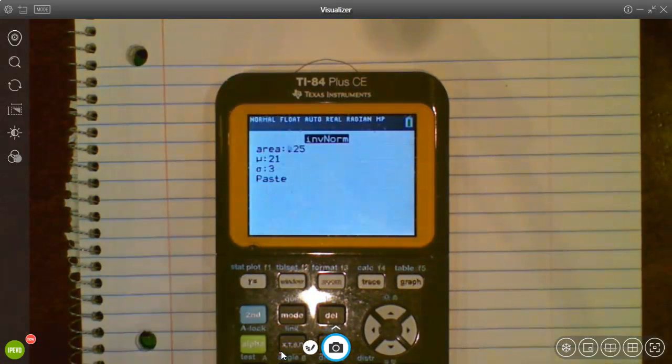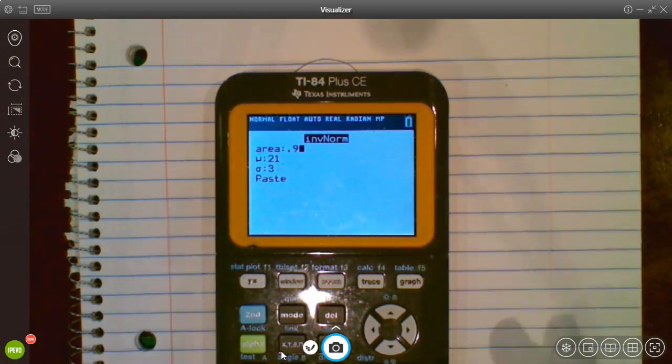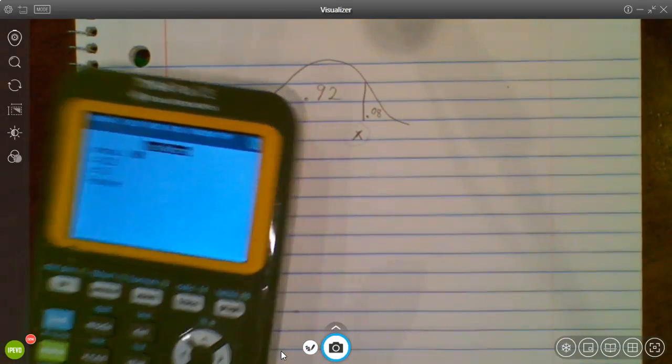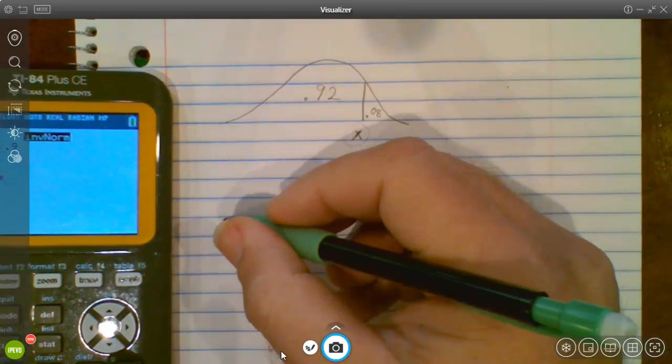And remember, this is talking about the top 10%, which means if there is 10% to the right of x, I want to figure out what is the area to the left of x. So if there's 10% to the right, I need to put in the lower 90% for my area. Okay, so if there's 10% to the right, that means there's 90% to the left. That's the value I'm trying to figure out. So it looks something like this.